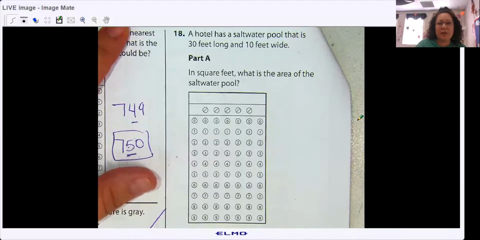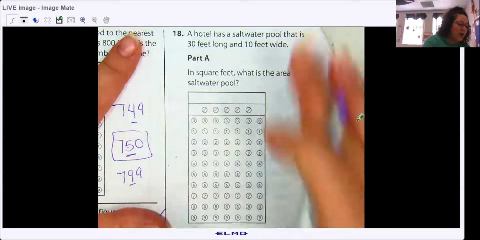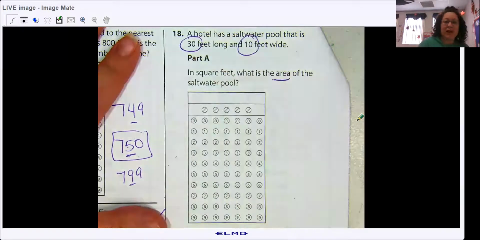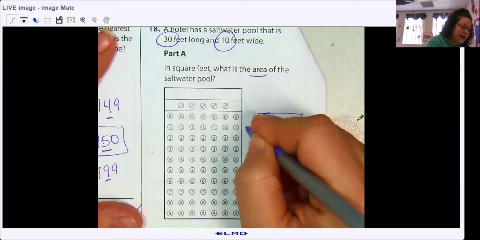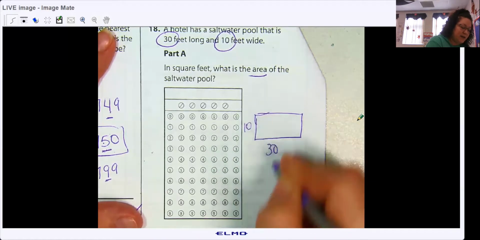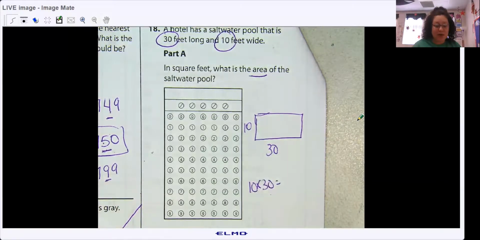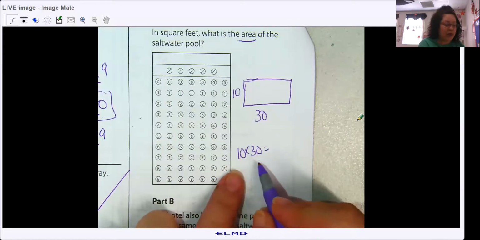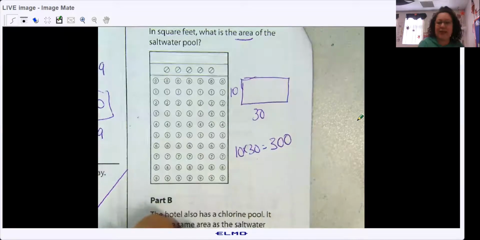A hotel saltwater pool is 30 feet long and 10 feet wide. What is the area? Remember what area is? One side times the other. Perimeter you add, area you multiply. 10 times 30. All right, remember with anything with a zero trick, 1 times 3 is 3 and add the zeros. And I get 300.